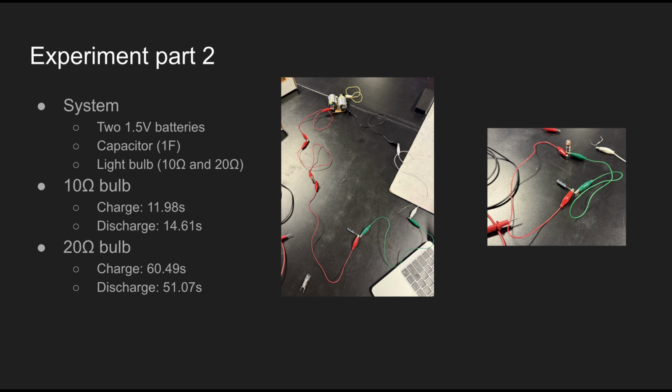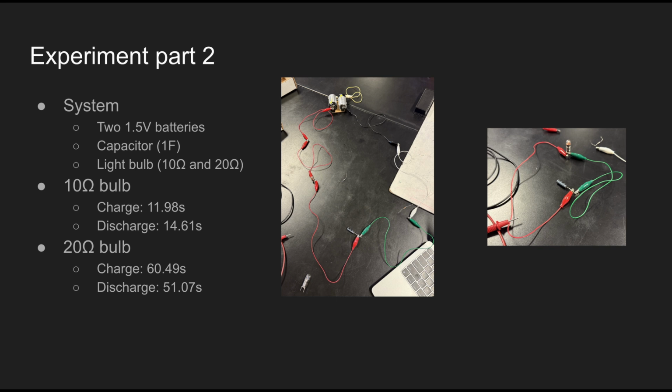For the next part of the experiment, I constructed an RC circuit, which is a system containing two 1.5 volt batteries, a capacitor, and a light bulb. When the batteries were connected with a capacitor and a light bulb, the light bulb would light up and fade over time. This showed that the capacitor was charging. When the batteries were disconnected and the capacitor was connected directly to the light bulb, it would again shine and fade out. This showed that the capacitor was discharging.